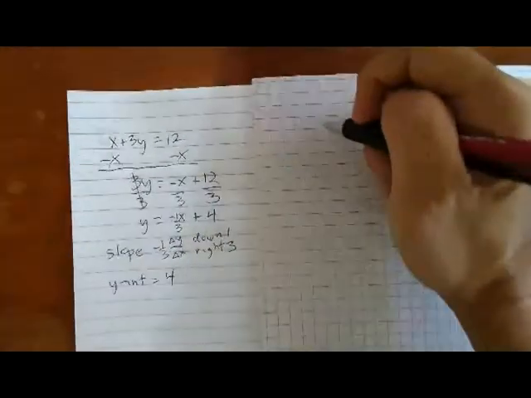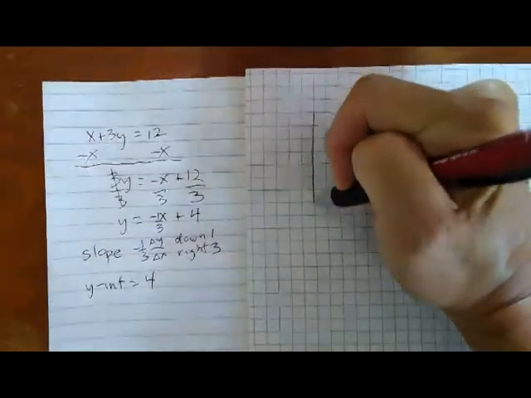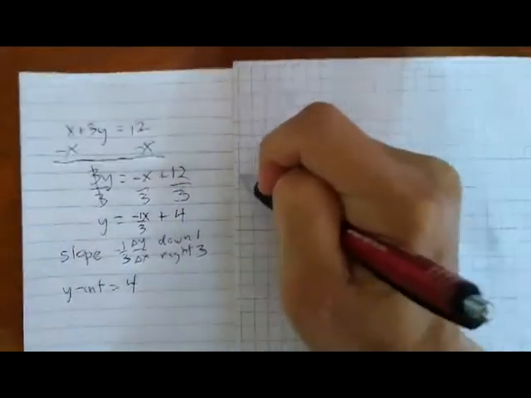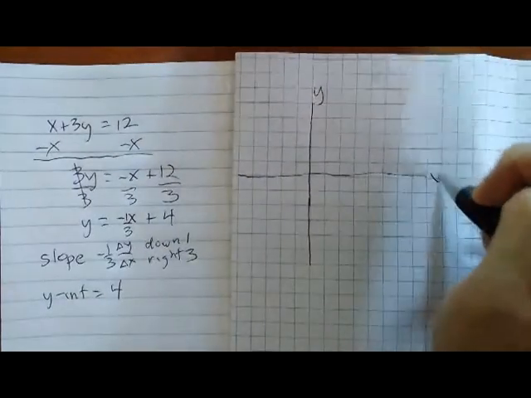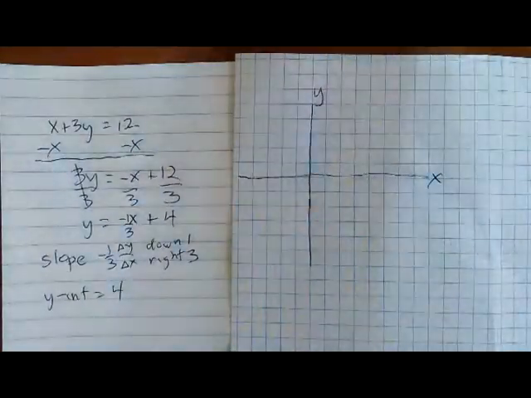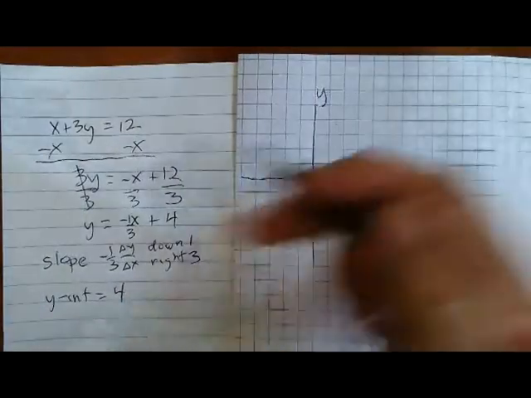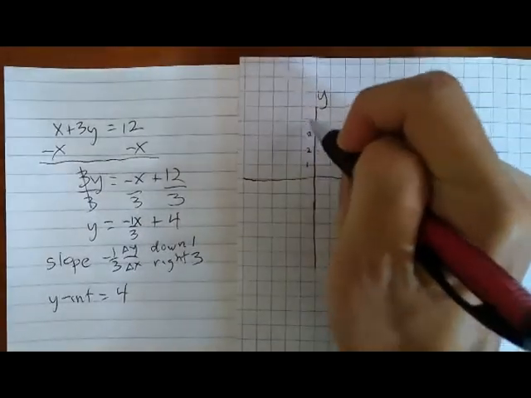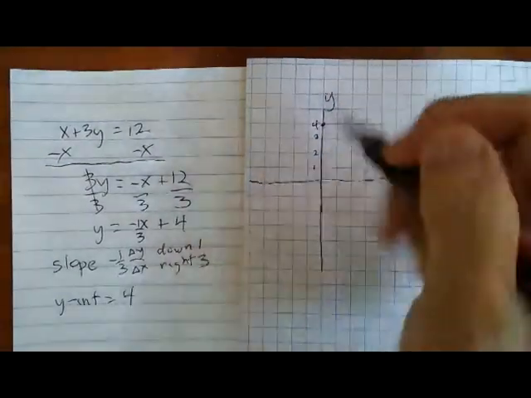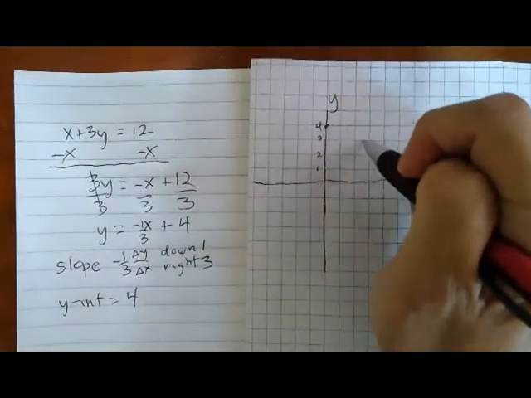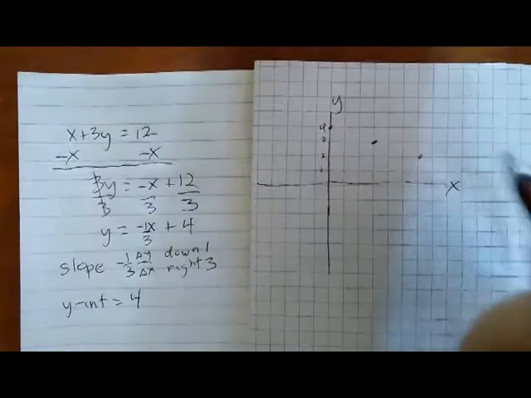Okay, so draw your x and y axis. So y, x. First dot goes at the y-intercept. So 1, 2, 3, 4, right here. The slope is negative 1/3. So I go down 1, 3 to the right. Down 1, 3 to the right.